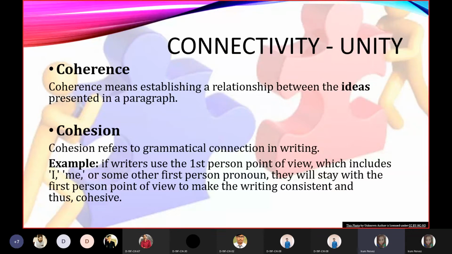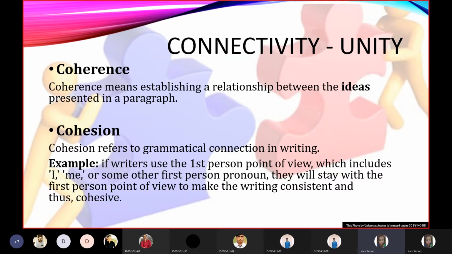So there are two things, right? Both need to be connected. So let's read the example. This says if writers use the first person point of view, which includes I, me, or some other first person pronoun, they will stay with the first person point of view to make the writing consistent and thus cohesive. See, this is if you are to write, for example, my daily routine. You are writing, I wake up early in the morning and then I brush my teeth. Then you cannot say that then he goes to school and then comes back on time and then he's very hungry.